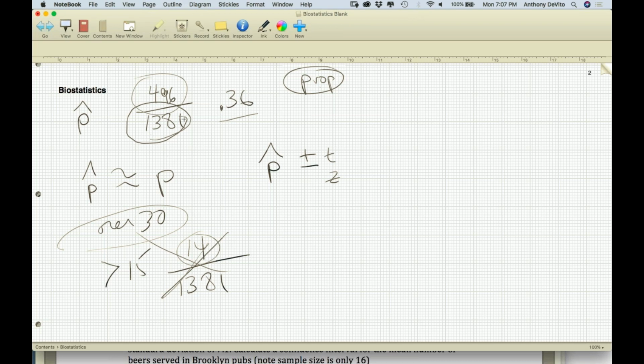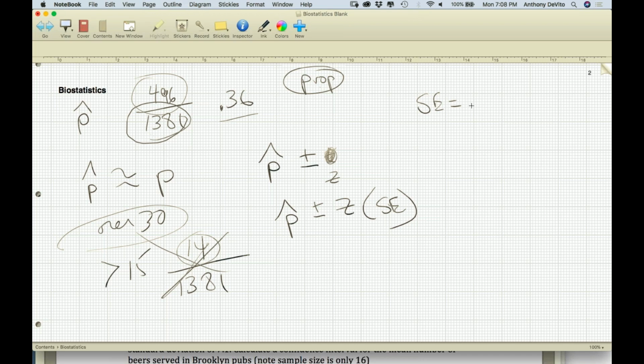So I can go ahead and calculate my confidence interval, and I don't have to bother with T. I can use Z, and that's going to happen in almost all cases when you deal with a proportion, because you're going to be dealing with much larger sample sizes. So it's going to be P cap plus or minus Z times your standard error. How do we calculate standard error for a proportion?